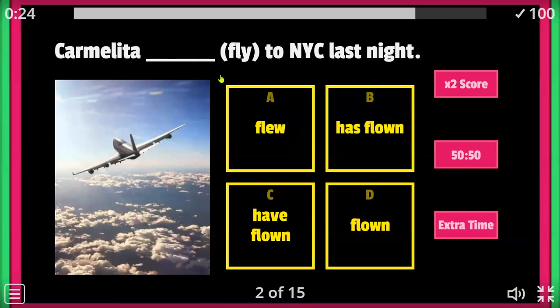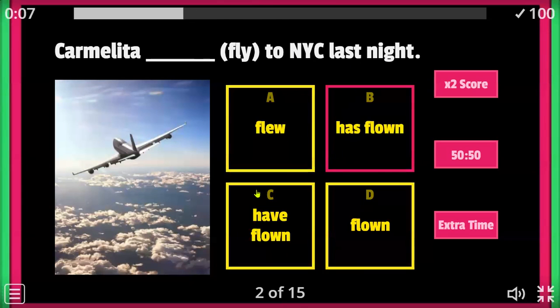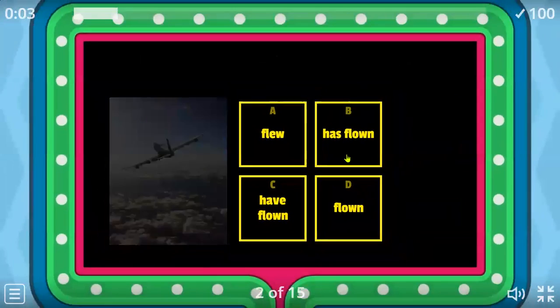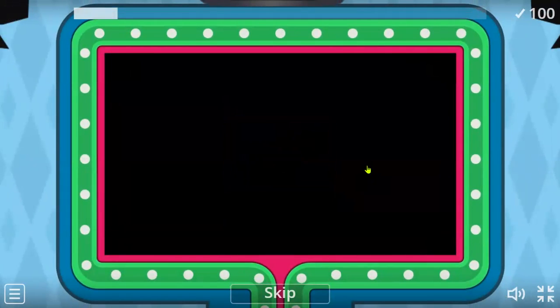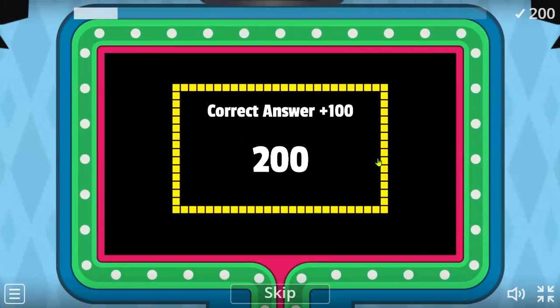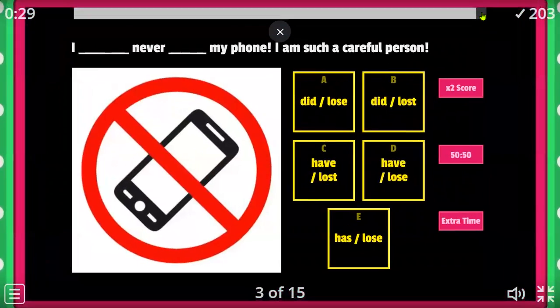Carmelita fly to New York City last night. Okay, but the verb is fly. Present perfect or simple past? Flew. Flew is the simple past of fly. Let's check. Correct. Okay, perfect, correct. Simple past. All right. Let's see this one. Guys, only Joanna is answering.